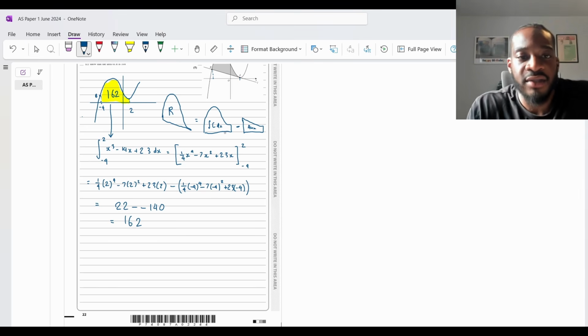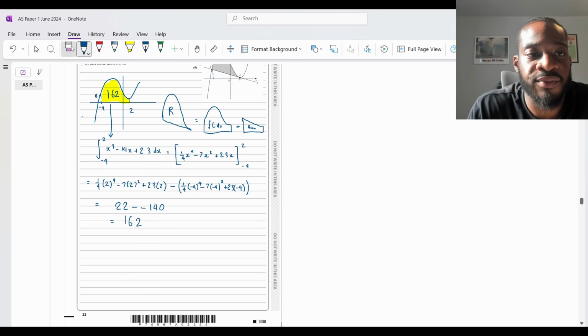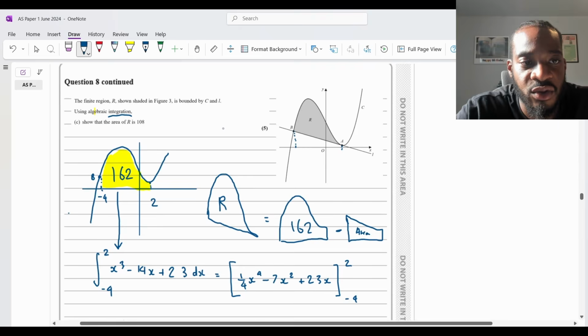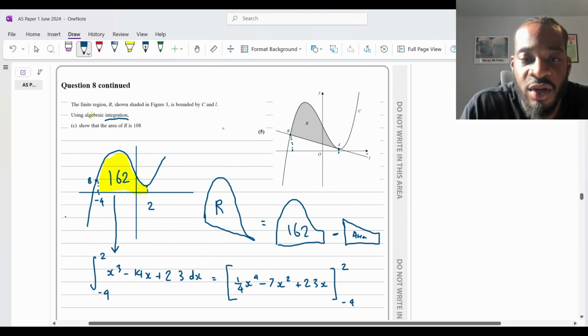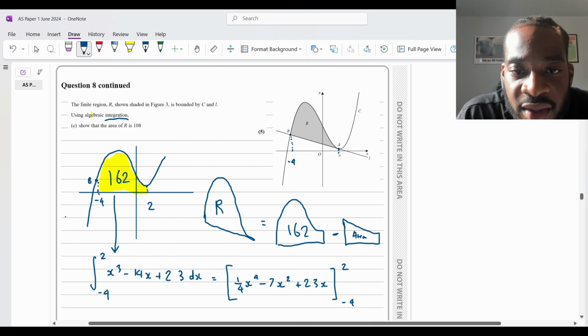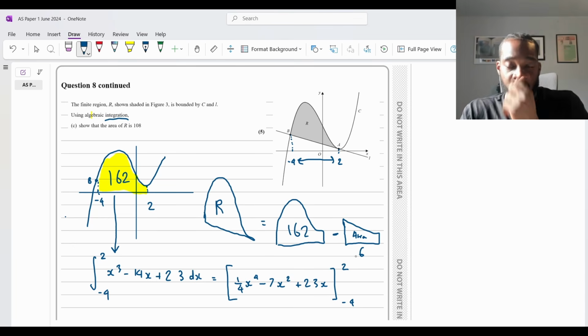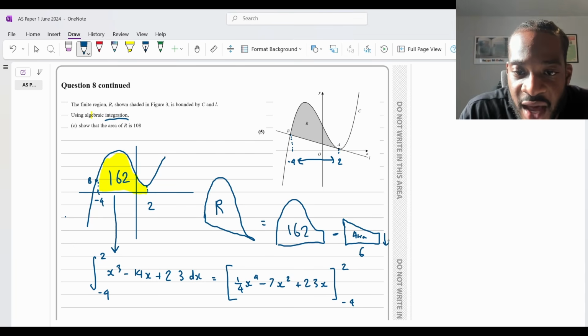So now I've got that. I can actually put 162 there. Now I need to calculate the area of that trapezium. Now, how do I go about doing that? Well, I need the dimensions of it, don't I? So from our diagram, we know that this was -4. That was a 2. So the base of it is 6. That's fine. So that's a 6 there. What else? We need the heights, don't we? Now, how do I get that height?